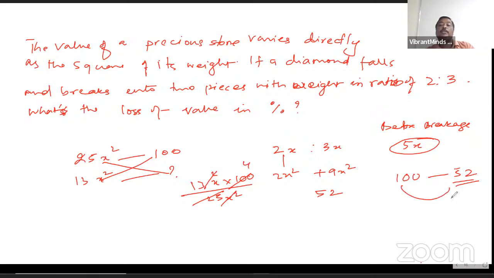So what is the change in value? 48%. What is the depreciation in the value? The depreciation in the value is 48%. Is it clear, guys? Is it clear?